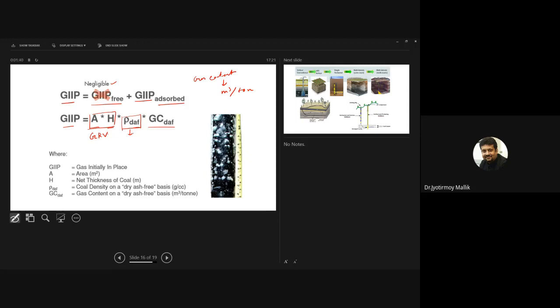Now see, both of them are expressed in DAF, dry ash free basis. We have talked about what dry ash free is, and this comes from the proximate analysis and ultimate analysis of coal. So expect numericals from proximate and ultimate analysis in your exams. I give you the clue, so you better practice those calculations around proximate and ultimate analysis from Singh's book. So that is how we will find out the heap of a coal bed.